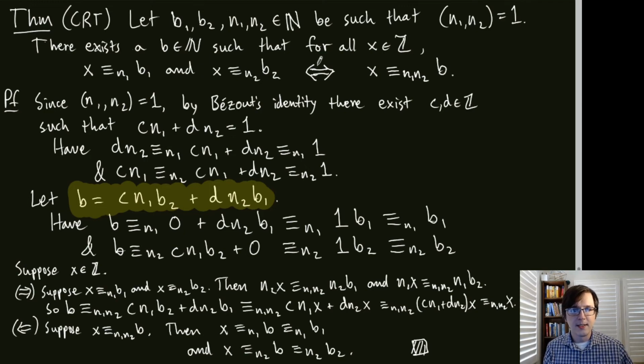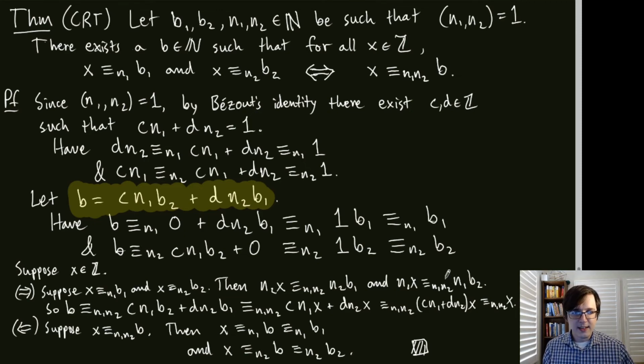So first, let's prove the forward direction. Let's suppose that we have some x that's an integer, which solves the first two congruences. Then one thing to notice, and this is the reverse of the reduction thing from before where we divided by the GCD, is that we can multiply everything in the first congruence by n2. So n2x is congruent to n2b1, which I wrote here. And similarly, we can take the second congruence and multiply everything by n1.